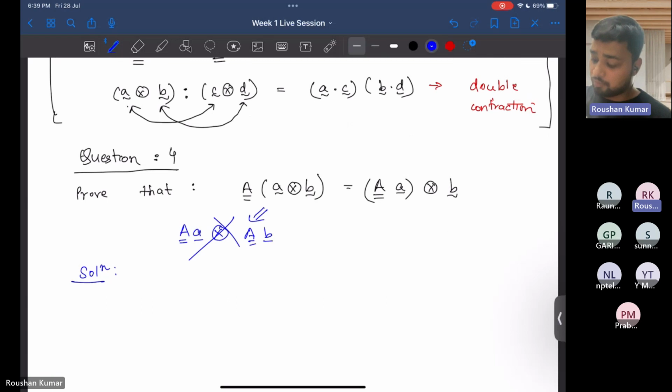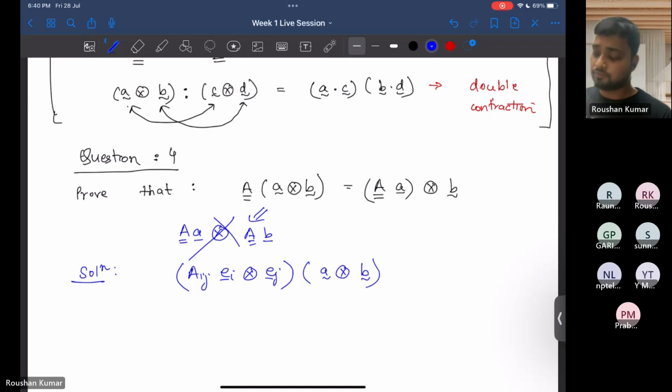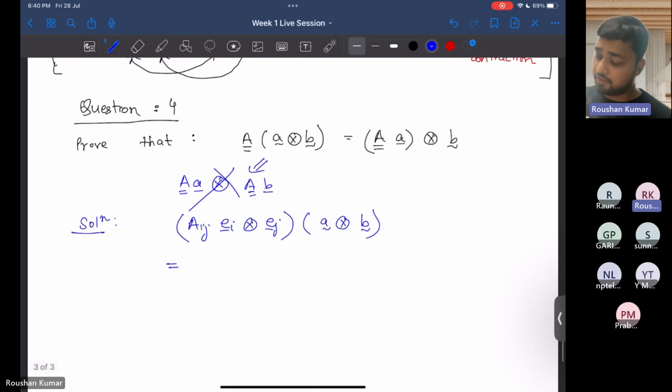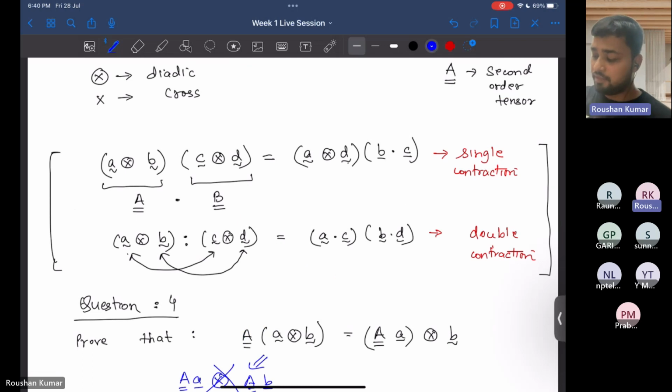Tensor A can also be written in component form in this way. Aij is the component, and in tensor form we write Aij Ei tensor product Ej. This is multiplied with vector a tensor product vector b. From the above definition of single contraction, a tensor product b times c tensor product d gives us a tensor product d times b dot c. That means the outer ones, a and d, get tensor multiplied, and the inner ones are dotted.